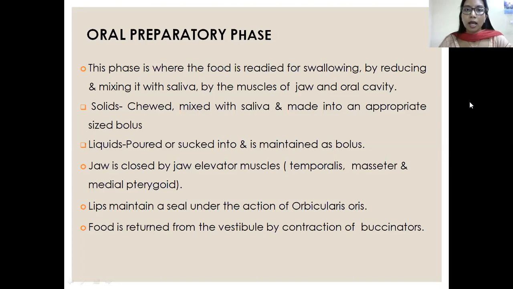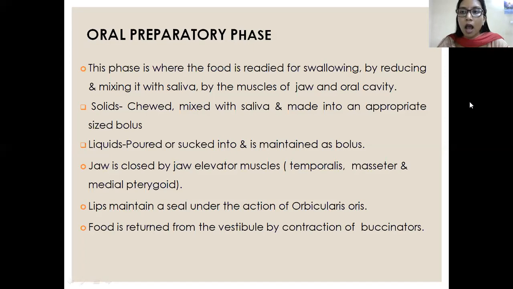The liquids are more or less poured or sucked into the mouth, and are maintained as a bolus. So here in the oral preparatory phase, you need the movements of the jaw. Yes, so the jaw has to be closed for you to chew.